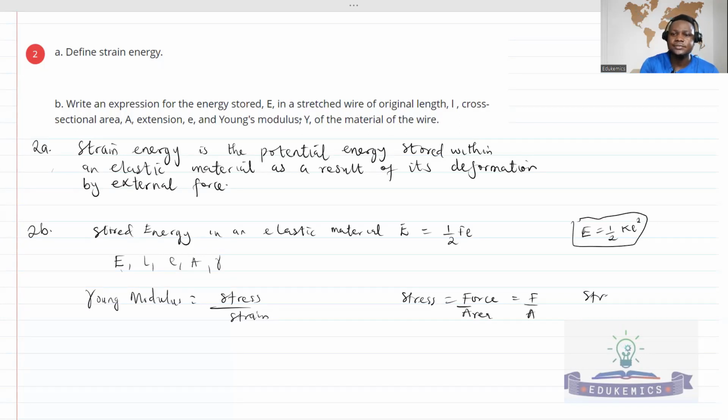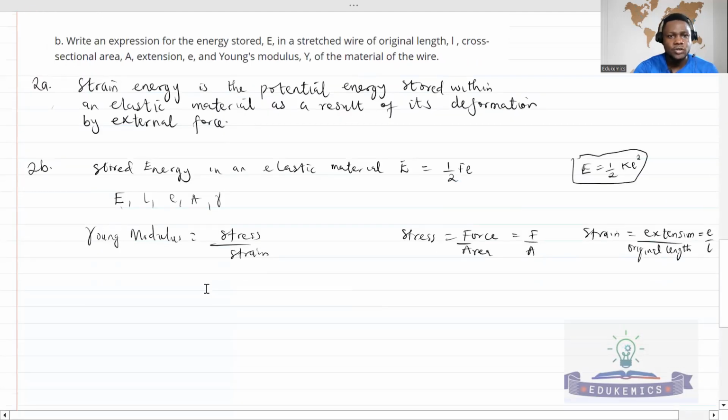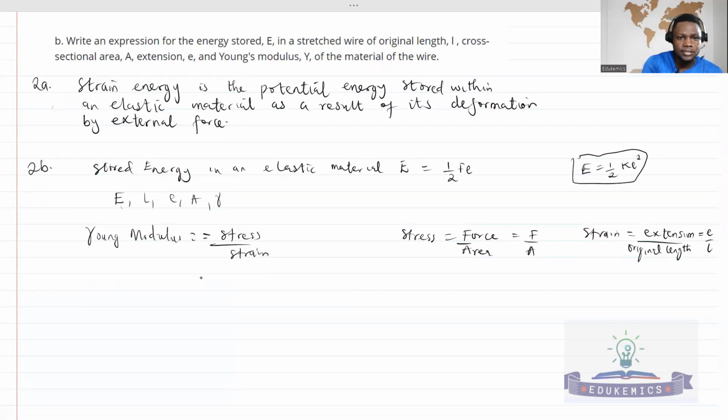And the strain is given as the extension over the original length of the material. So let's say the extension is represented with E and the original length as L. So we are beginning to see all the parameters. So we have the Young modulus presented by this symbol, we have the area, and there's no force in the formula.